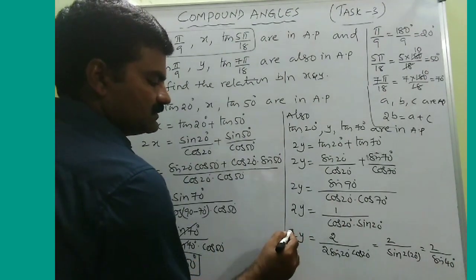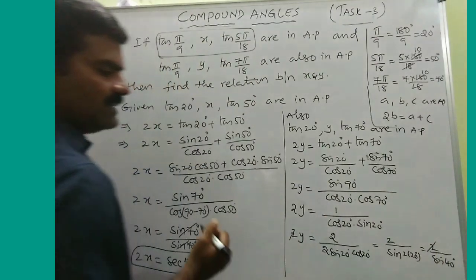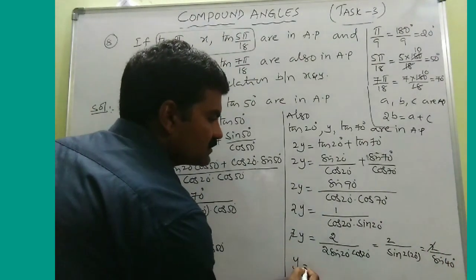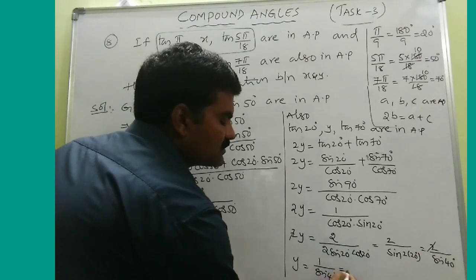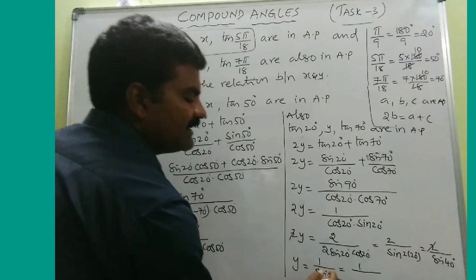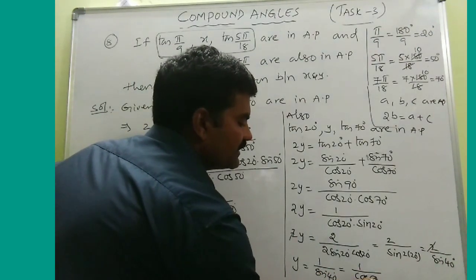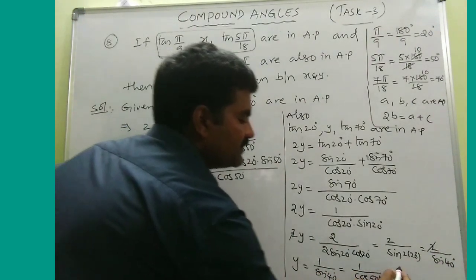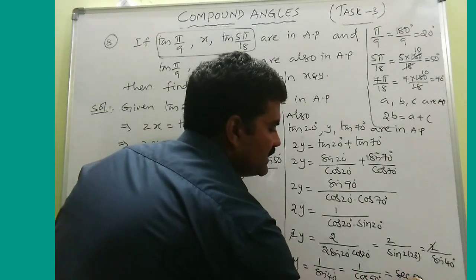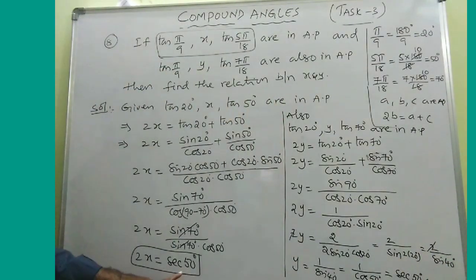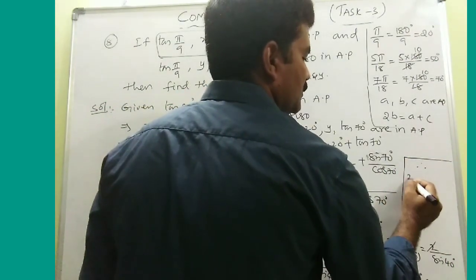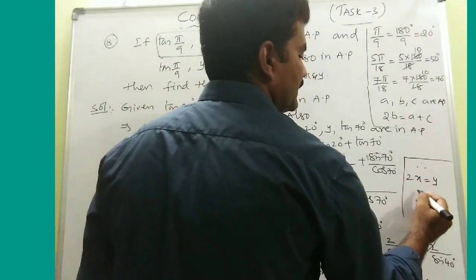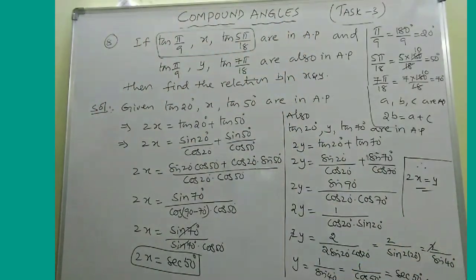Okay. Hence 2 gets cancelled. Then y equals 1 by sin 40 degrees. So sin 40, I can write as sin of 90 minus 50, which is cos 50 degrees. So 1 by cos 50 is nothing but secant 50 degrees. But earlier we got secant 50 is nothing but 2x. So from these two, I can say that therefore 2x equals y. This is the relationship between x and y.